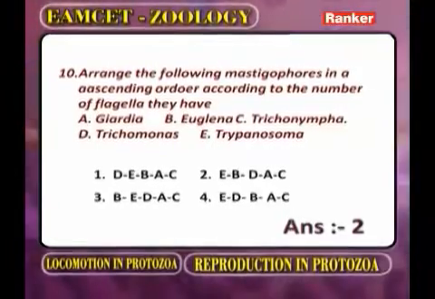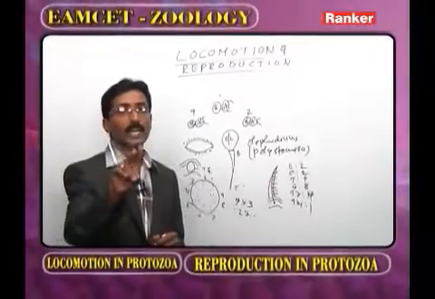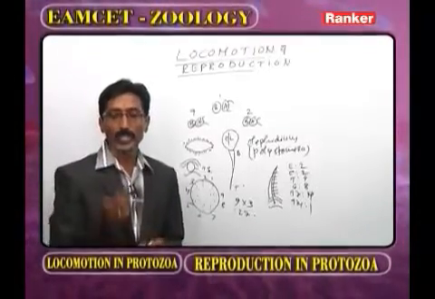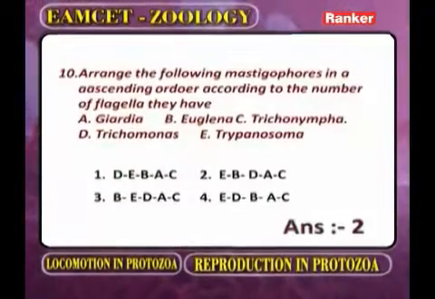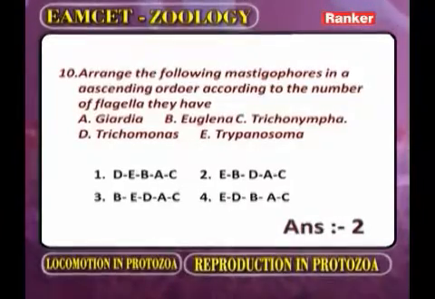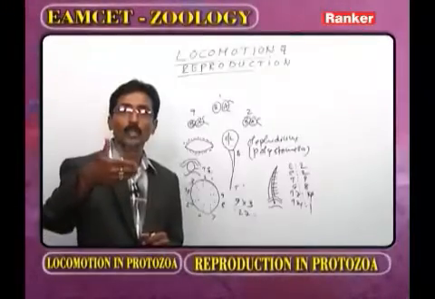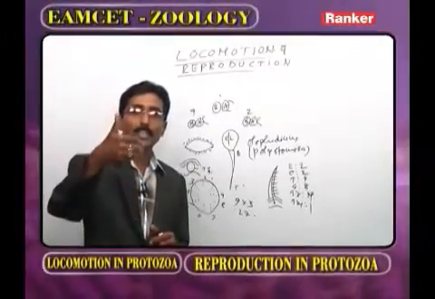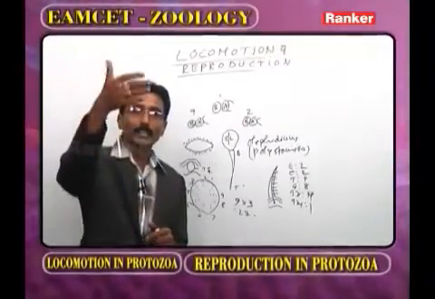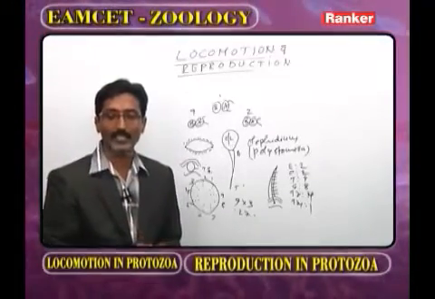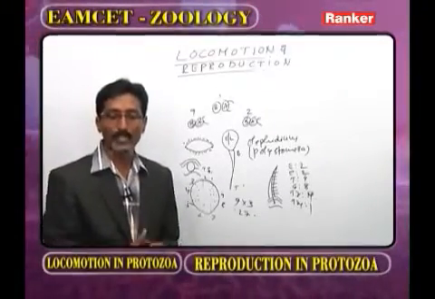Now, one we call giardia. In the giardia, how many flagella? Eight. In euglena, how many? Two. In trichonympha, how many? Many. In the trichomonas, how many? Four. In the trypanosoma, how many? One. Now, in ascending order: trypanosoma, one. In the euglena, two. In the trichomonas, four. In the giardia, eight. In the trichonympha, many. So based on this information, what is the correct answer? Second one. Now go for the next question.